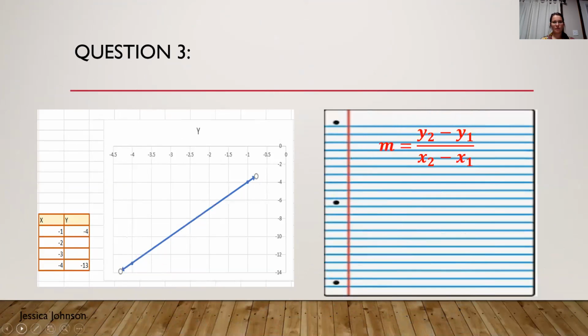Here's our formula, m equals y2 minus y1 over x2 minus x1. Here are our given plots. I like to label them. I fill in my formula, and we have a slope of 3.